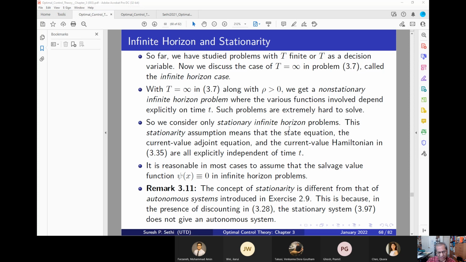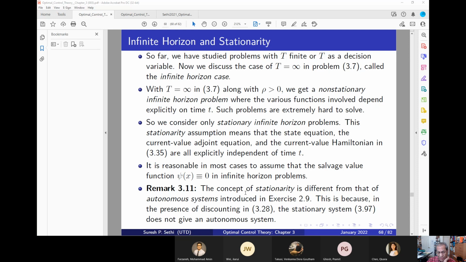So we consider the stationary infinite horizon problem. The stationary assumption means that the state equation, the current value adjoint function, and the current value Hamiltonian are explicitly independent of time. It's also reasonable to assume that there is no salvage value, although there are times when you might need it, and we will see those times in finance, which is chapter 5.